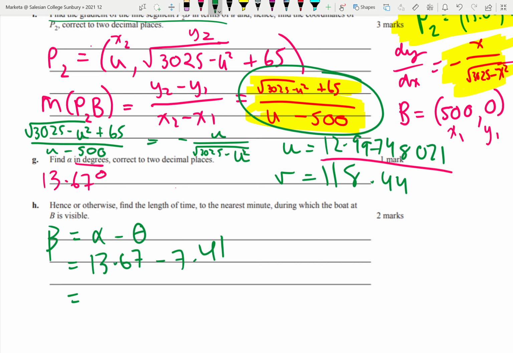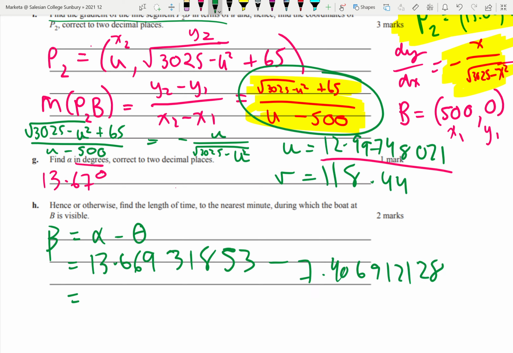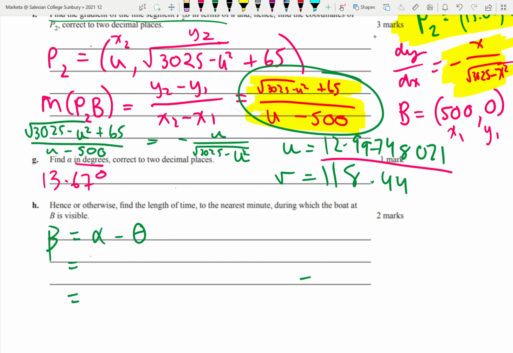Just to note, I'm pasting the whole values into my CAS. So actually what I'm putting into CAS is 13.6766931853 and subtracting 7.406912128, because otherwise if I round too early, my answer will not be correct. I could be off by a couple of decimals. So what I get when I subtract that is 6.262406402. I'm not going to write all that there, so I'm just going to call it 6.26.